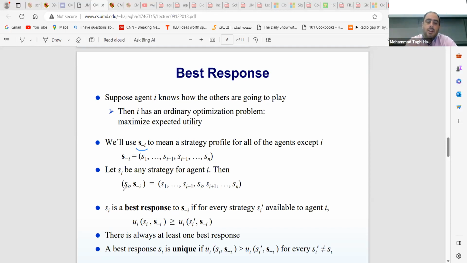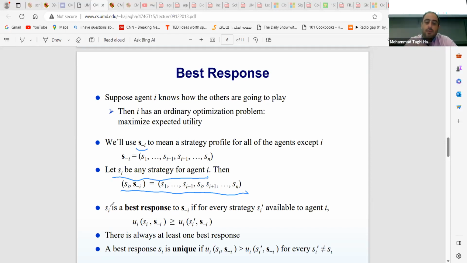So in general, if S_I is a strategy for agent I, then S_I and S minus I together describe the whole situation. Again, we write capital S because it is generally a vector. This is a nice notation that we use in game theory to say everyone else. I means I, minus I means everyone else.